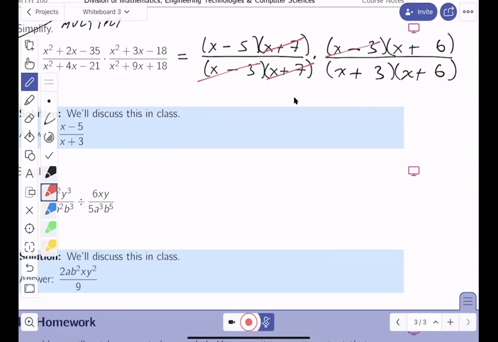Let's keep moving. x plus 6. I see a factor of x plus 6 over here. I'm going to cancel it. Remember, all those slashes mean the number 1. What are you left off with? Well, on top, you're left off with x minus 5. On bottom, you're left off with x plus 3. Is that the answer they got? It is, and that's good news.